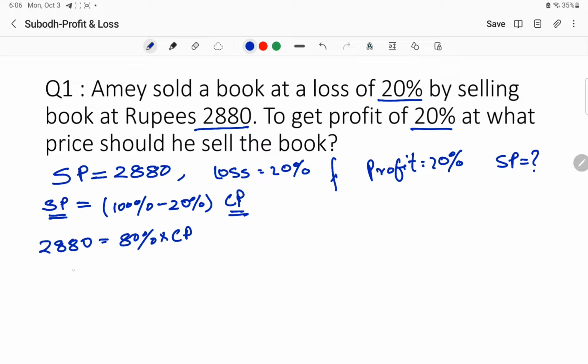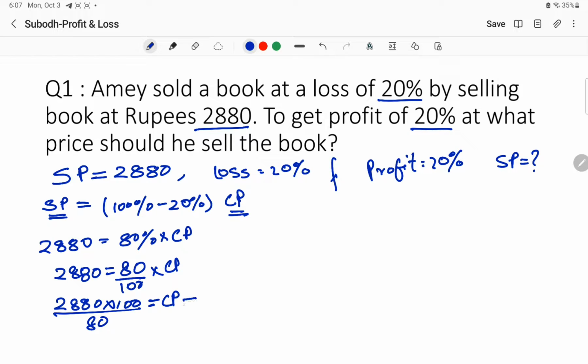So here, 2880 equals 80 upon 100, that is 80 percentage, multiplied by CP. So CP is 2880 divided by 80 percentage. If we calculate it, it comes to 3600 rupees. So here we have the cost price.